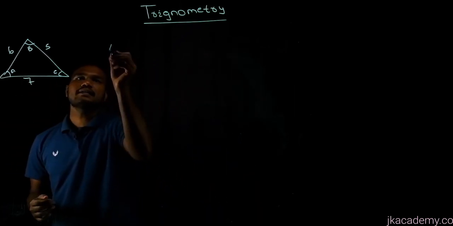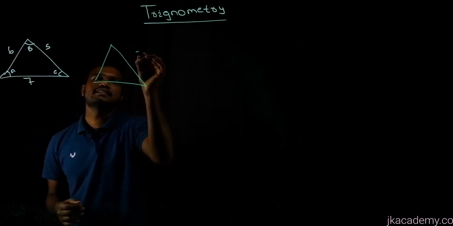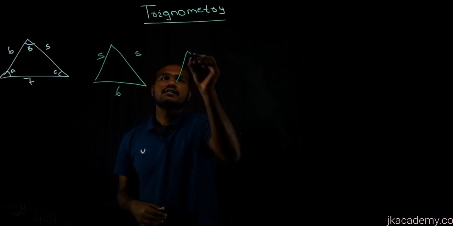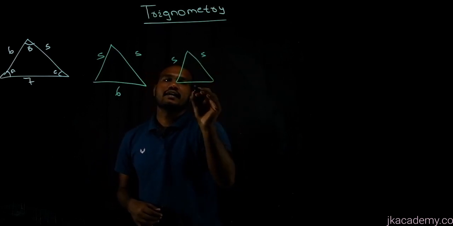Then I can take another triangle. Let's say there is another triangle where this is 5, this is 5, and this is 6. I'll take another triangle where the sides will be 5, 5 and 5.